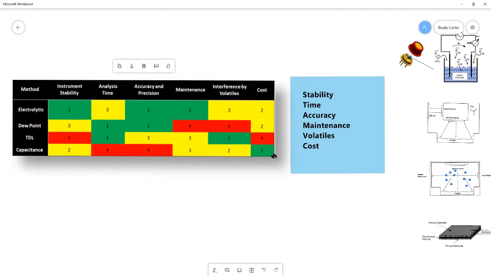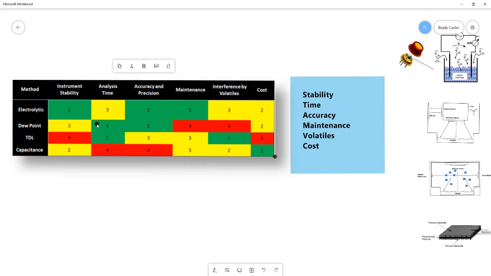So if we consider all of those factors now, and we take our discussion and put it in terms of a table, what we see is each of these methods and where their positives and negatives are. So for the electrolytic sensor, stability is a very high positive, as well as accuracy and precision and maintenance because of its tendency to not be affected by contamination. But it's a slower analysis time.